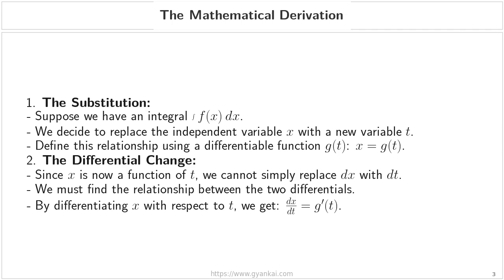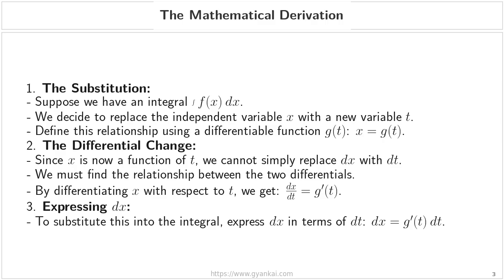Point 2, the differential change. Now, this is where things get a little subtle. Because x is now defined in terms of t, we can't simply swap dx for dt. That would be incorrect. Remember, dx represents an infinitesimally small change in x, and dt represents an infinitesimally small change in t. They aren't directly interchangeable. We need to figure out how these changes relate to each other. To do this, we use differentiation. We differentiate x with respect to t, which gives us dx over dt equals g prime of t. g prime of t is just the derivative of the function g with respect to t. This tells us the rate at which x changes as t changes.